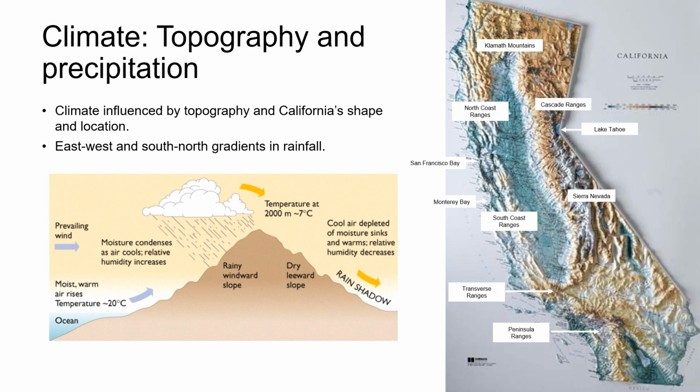Annual rainfall can be as low as barely 2 inches in the southeastern desert ecosystem and as much as 100 inches a year in parts of northwest California.